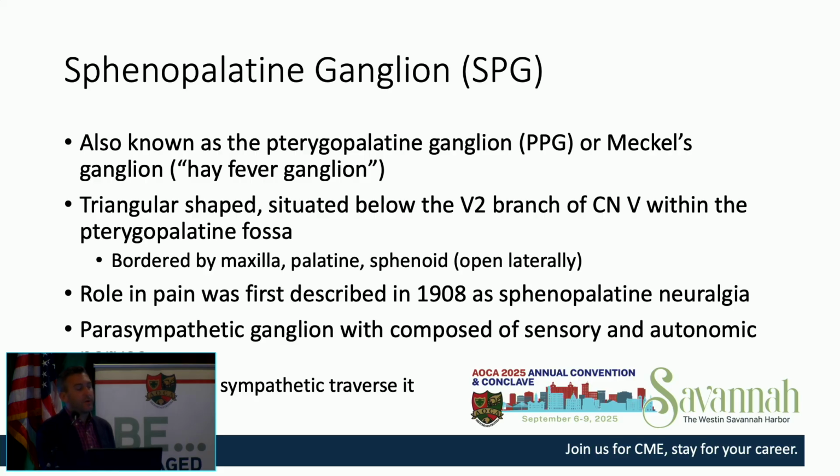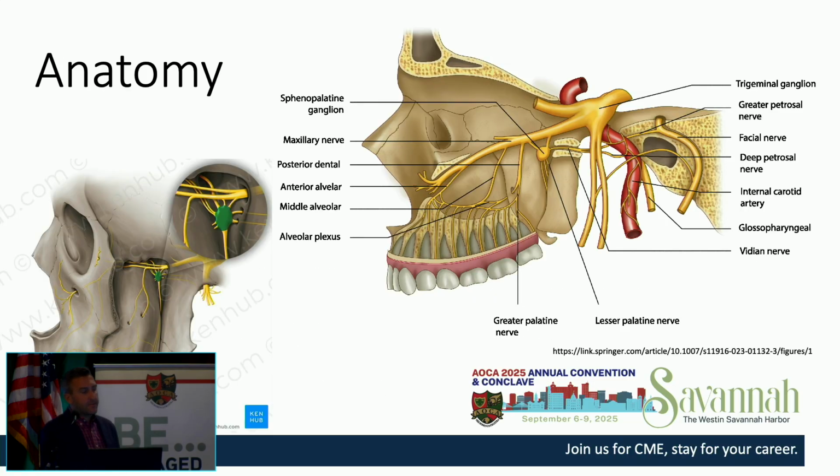We'll talk about some of the innervations in just a moment. So overall, this is a parasympathetic ganglion composed of sensory and autonomic nerves. Sensory and sympathetic nerves traverse it, but it's the parasympathetic that actually synapse and has postganglionic parasympathetic fibers that originate from it. Here's just to visualize some of that bony anatomy.